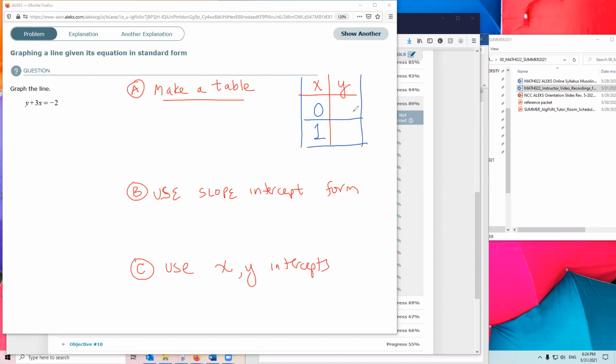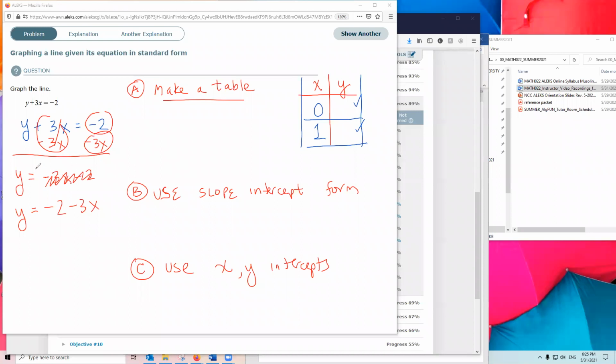All right, now I want to figure out the corresponding y values that go here. Now, one thing I could do to make this a little easier is to get y by itself on one side of the equation. So I'm going to subtract 3x from both sides of the equation in order to get y by itself. So that's going to make it y equals -3x minus 2. Actually, let me write it as -2 minus 3x to make it a little clearer what I'm doing there. So this was -2 subtract 3x.